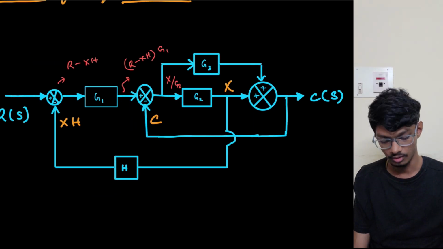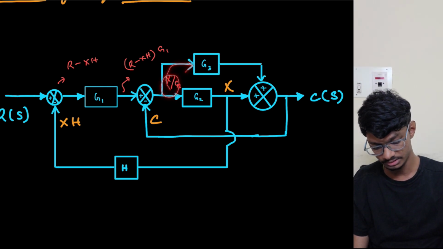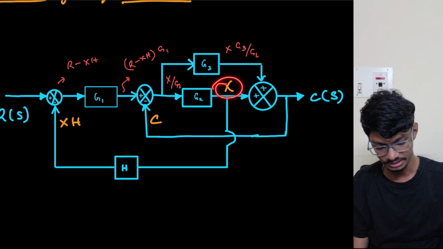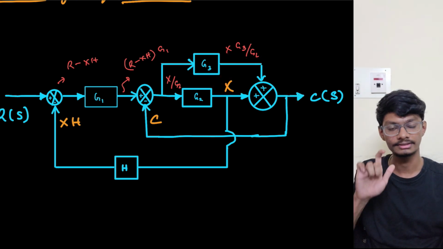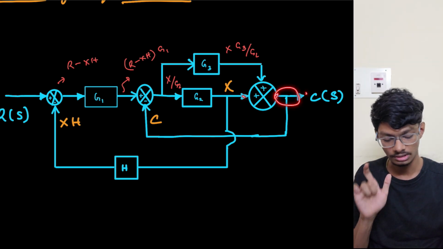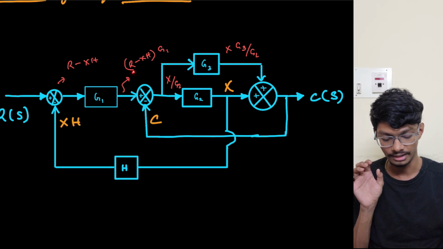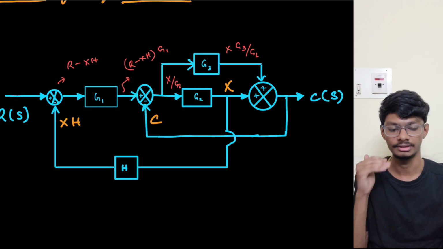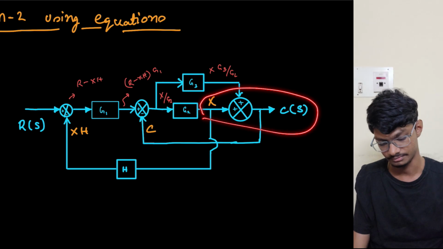Now what I can do is simply do one thing. This is x by g2. Now we multiply with this g3, so what do you get? X g3 by g2. Now we are adding x and x g3 by g2, and we get c. So I can write the relation between x and c from this node, and at this node I can get another relation between r, x and c, and from that I can replace x with this relation, and I will get my desired answer. So first let me write this relation between x and c.